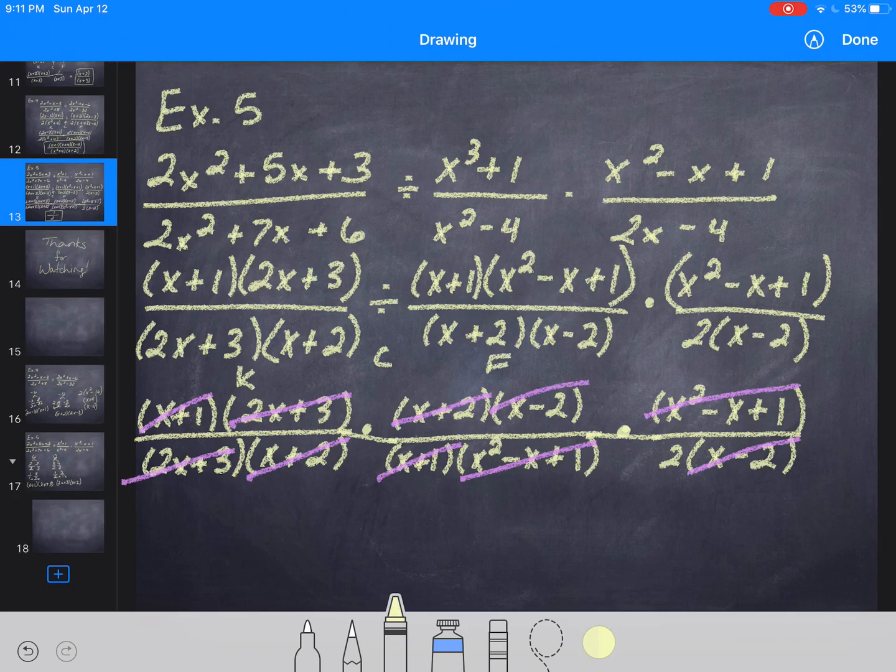Once I've canceled all the factors they have in common, you'll notice that we have no factors left in our numerator. So we have to put our imaginary 1 over. And in my denominator, I canceled everything except for that positive 2 right there. So I have 1/2. So my answer is 1/2.